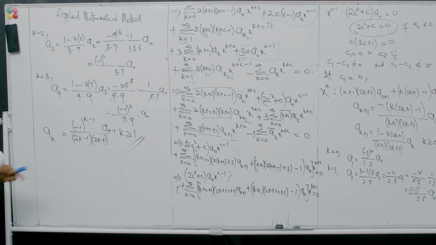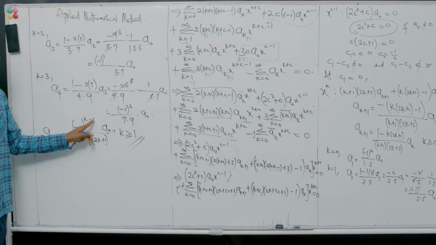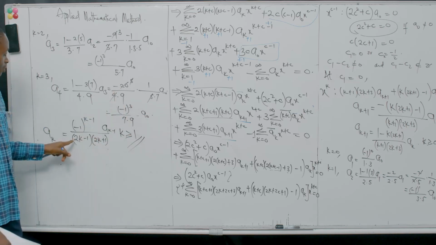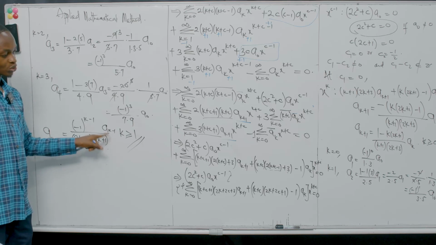So when k is equal to 0, we have the normal case. When k is equal to 1, which is this one, let's test it. That will be 1 minus 1, you would have positive. 1 minus 1, you have a naught. 2 into 1 minus 1 is 1. 2 into 1 plus 1 is 3.